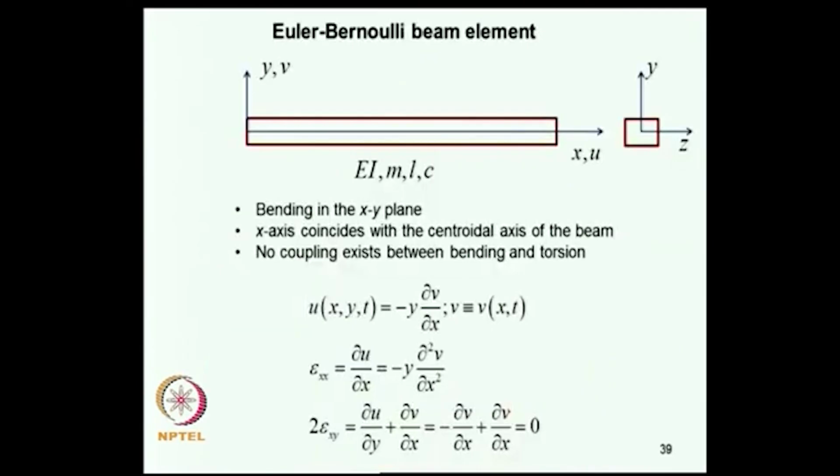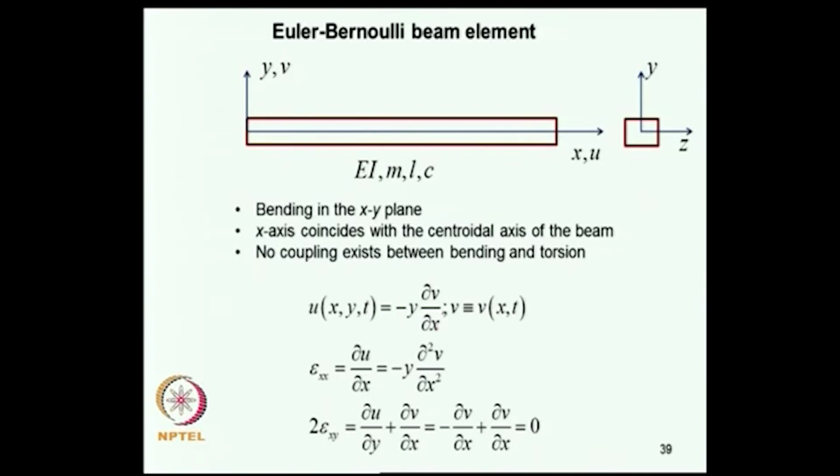Now, we can extend this logic to the problem of the Euler-Bernoulli beam. I will begin discussing this and we will continue with this in the next class. So, the problem description is as shown here. This is one beam element, characterized in terms of flexural rigidity EI, mass per unit length m, length L, and C is the damping property. This is the x direction in which the displacement field is u of x comma t, and this is the y direction where the displacement field is v.